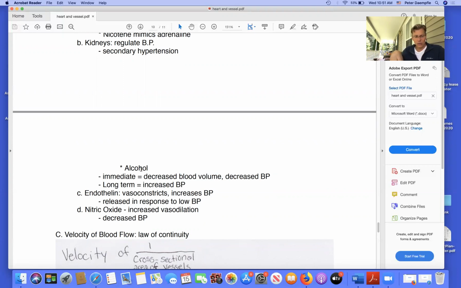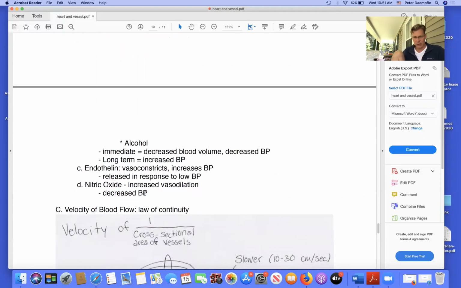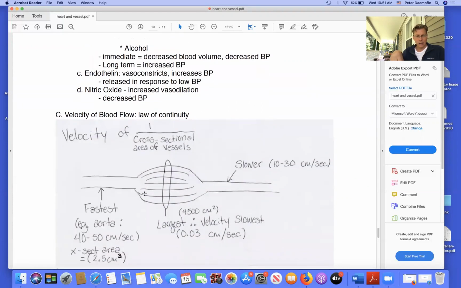Alcohol tends to immediately decrease blood volume. So you urinate out more, as we said in the last classes, and it decreases blood pressure. But because alcohol messes with the blood vessels, it actually causes a long-term increase in blood pressure. People who drink excessive alcohol tend to have high blood pressure because you've been messing with the muscular arteries, vasodilating, vasoconstricting, and for other reasons.